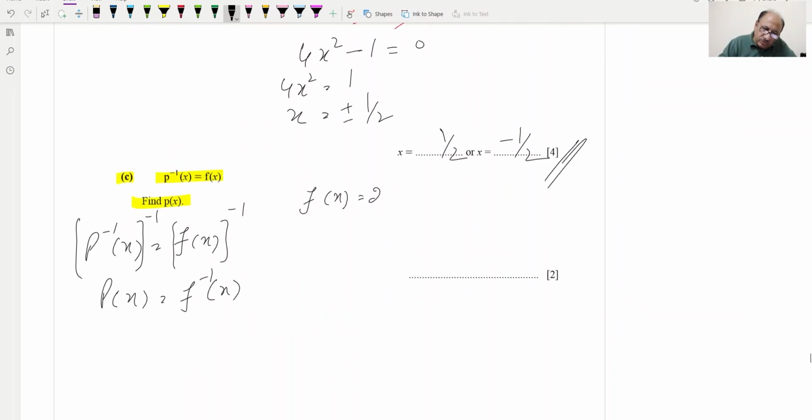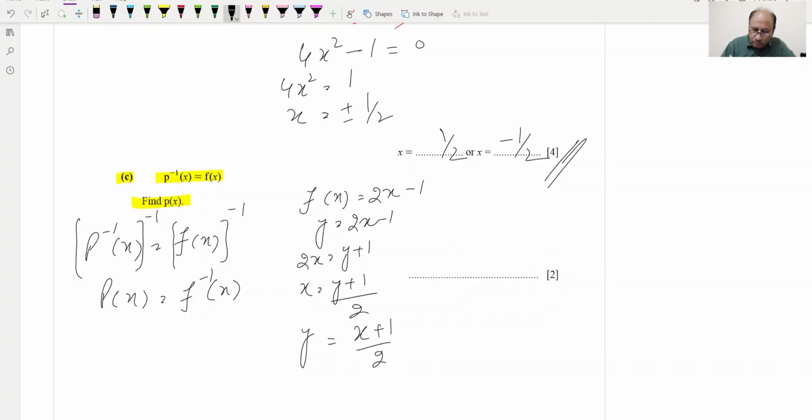So it means y is equal to 2x minus 1. So this implies 2x will be equal to y plus 1. So x will be equal to (y plus 1) by 2. Now we can swap x and y. So y, which is basically f inverse of x, is equal to (x plus 1) over 2. So this will be our answer for 2 marks, which we are done with.